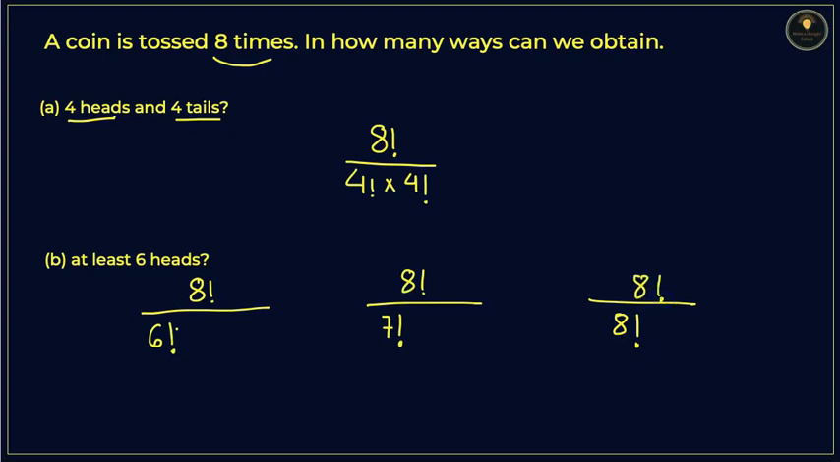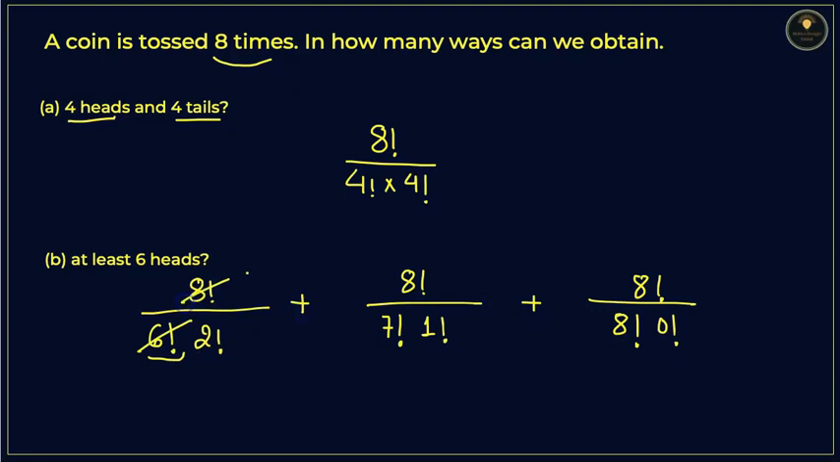And now if you observe how many times the tail will come up, if we are getting 6 times heads, we will get 2 times tails. Similarly, if I'm getting 7 times heads, we will get 1 time tail. If I'm getting 8 times heads, we will get 0 times tail. So we will write it like this and we can solve it like this.